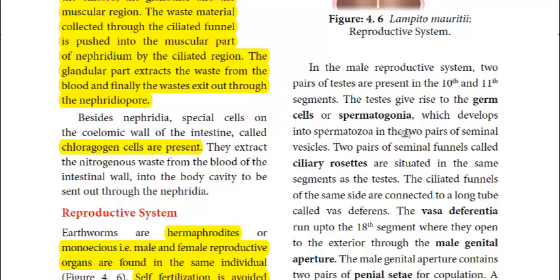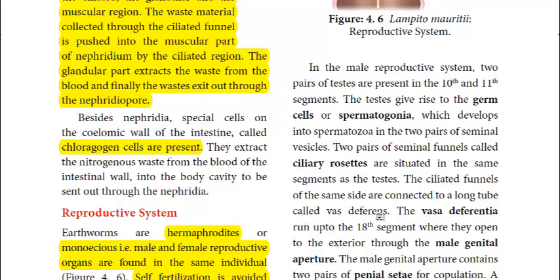In the testes ஒரு மதர் செல் இருக்கு. அந்த மதர் செல் பேர் என்னது? ஸ்பெர்மட்டோகோனியா. இந்த மதர் செல்ல இருந்து தான் நமக்கு என்ன ஃபார்ம் ஆகுது? ஸ்பெர்மட்டோசோவா. ஸ்பெர்மட்டோசோவானா என்னது? ஸ்பெர்ம்ஸ் தான். Into two pair of seminal vesicles. Two pair of seminal funnels called ciliary rosettes are situated in the same segment as the testes. So இங்க தான் அது வந்து funnel shapeல இருக்கிற பார்ட்ல என்ன ஆகுது? store ஆகுது. The ciliated funnels of the same side are connected to the long tube called vas deferens.